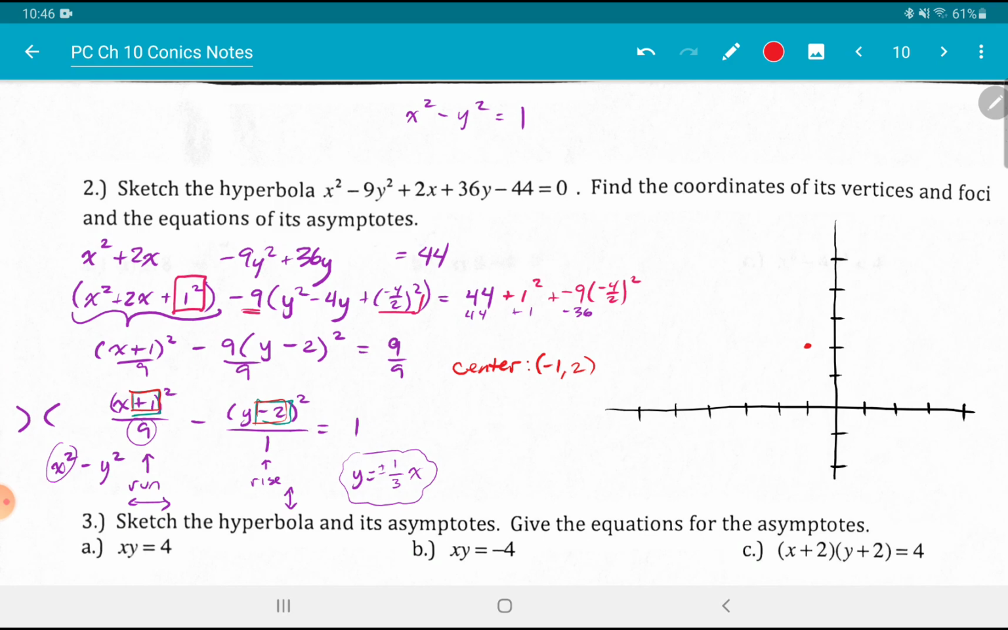From the center, now let's think about what we have to do. Keep in mind that the 1 represents the rise and the 3 represents the run. So from the center, we're going to go up 1 and to the right 1, 2, 3. This is going to be one of my corner points of my rectangle to form the asymptotes. Now if you go up 1 to the right 3, I can also go up 1 and left 3 as well. That's going to be another corner point to the rectangle.